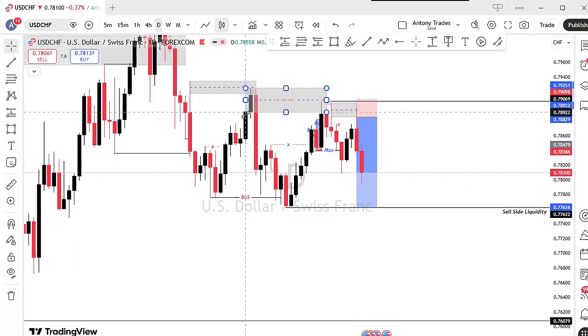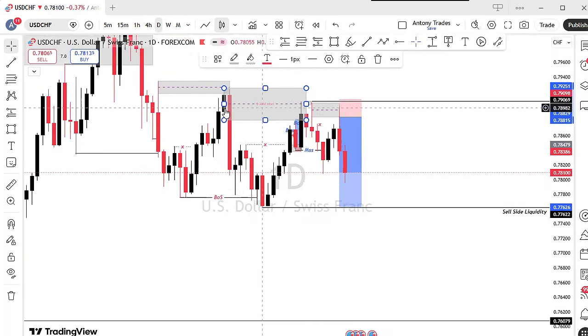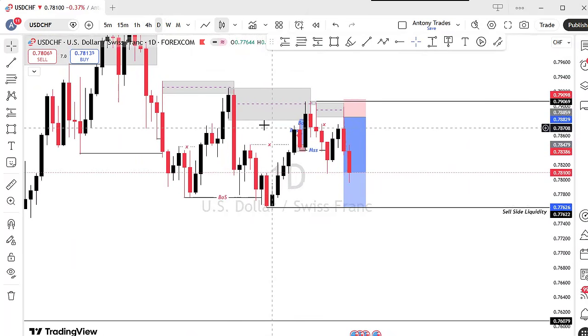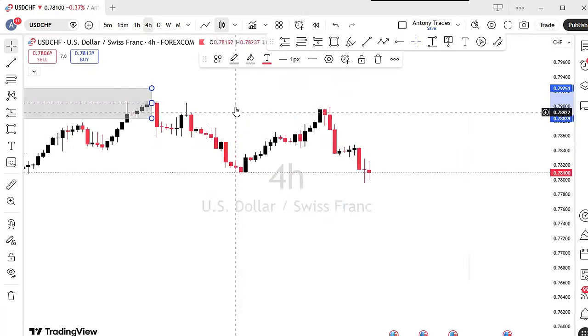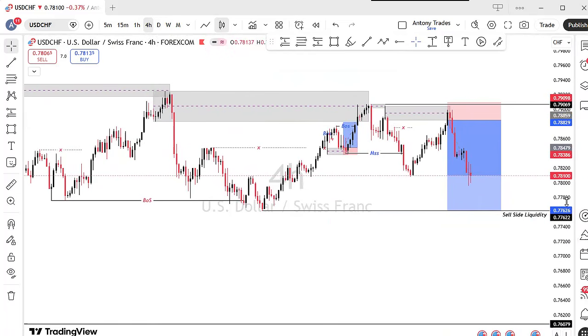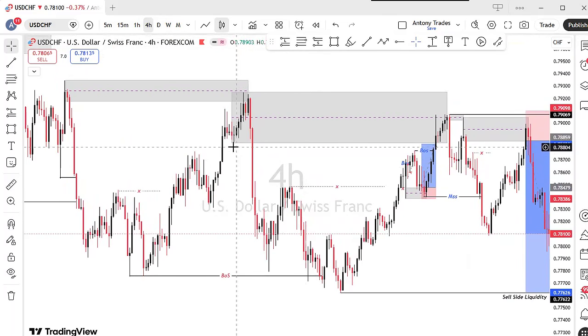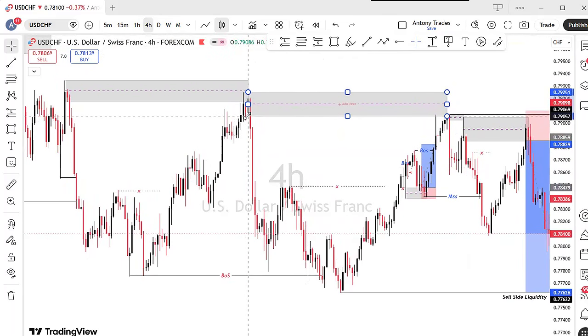We said we were waiting for the market to come to this daily order block or this daily supply zone. Okay, so once the market came to this supply zone, what did we do? We went to the 4-hour time frame and we refined this order block. If you look closely, I'm not marking a new point of interest. What I'm doing, I'm just refining the order block that we have marked on the daily.